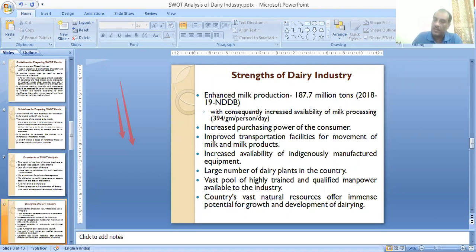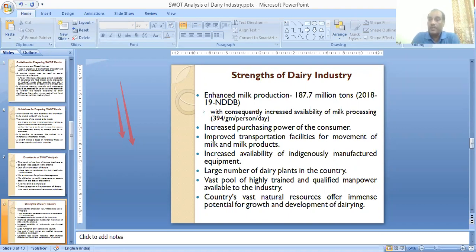A large number of dairy plants are already there in the country, and new factories are coming. There is a very vast pool of highly trained and qualified manpower available in the industry, and the country's vast natural resources offer immense potential for growth and development of dairy. There is continuous and rapid urbanization, the food habits are changing, and the demand for milk and milk products is growing. Milk production is growing, so there is no dearth of raw material. The equipment and machines are available, which helps in converting the raw material into processed products. We have talented technologists, technocrats, and other types of human resources. So these are the strengths of this industry.